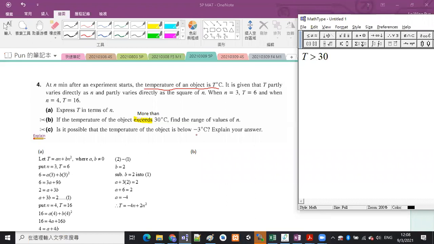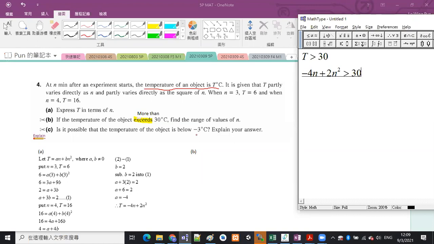Can you see this? In this case, we do not put T equals to a number. This time, T is larger than a number. But what is T? T is negative 4n plus 2n squared. And if T is larger than 30, then this expression should also be larger than 30 because we just change the T to be the formula of T. Negative 4n plus 2n squared.